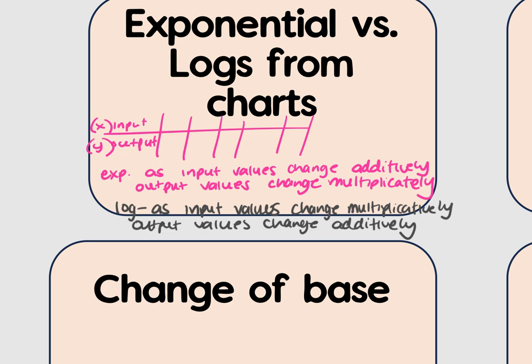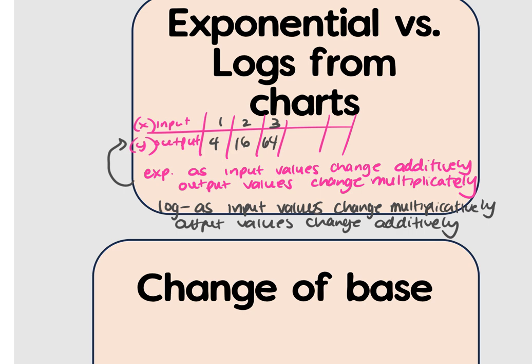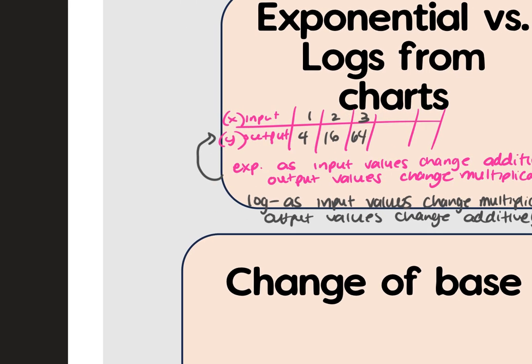So exponential would look like the numbers 1, 2, 3, and it could be 4, 16, 64. So as your input values increase or decrease additively, because it could be both, your output values change multiplicatively, whereas the log would be the reverse. It'd be 1, 2, 3 for your y, and 4, 16, 64 for your x.